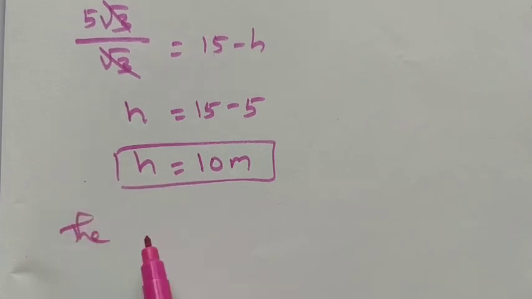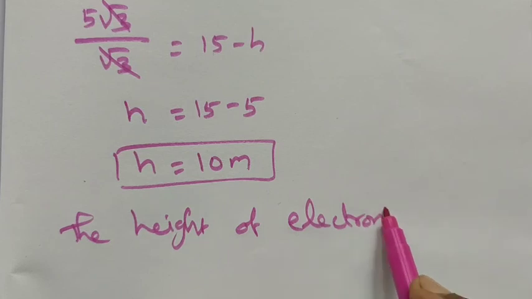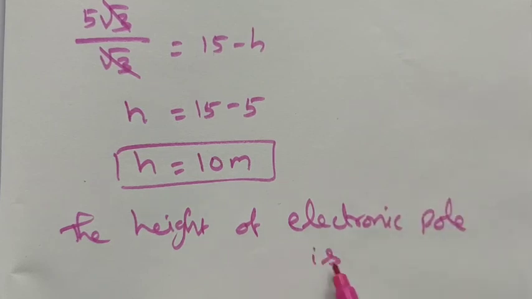Here the height of the electronic pole is 10 meters. That is the height of the electronic pole.